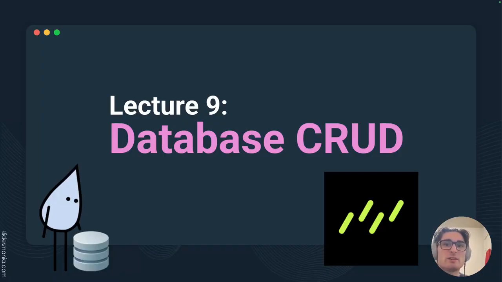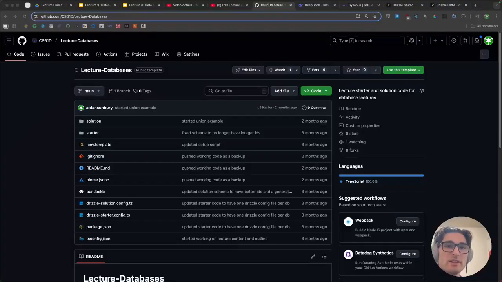Last time, we talked about how you can model data, and today we're going to actually interact with that data by creating data, reading from our database, updating data entries, and deleting data entries. We're going to be using the same starter code as we used in the part 8 video. You don't have to watch the lecture 8 video first, but I would highly recommend it.